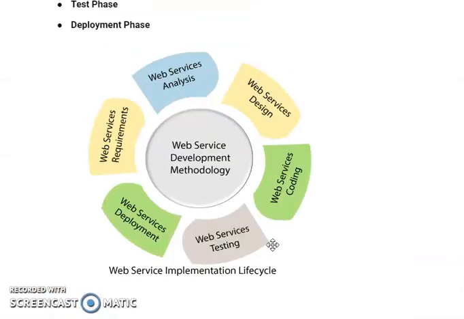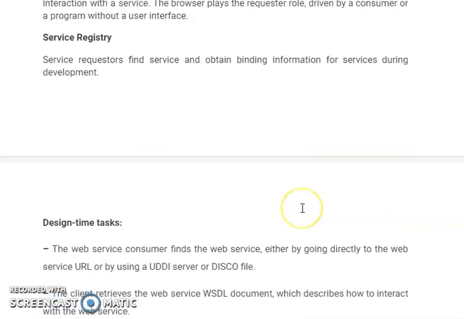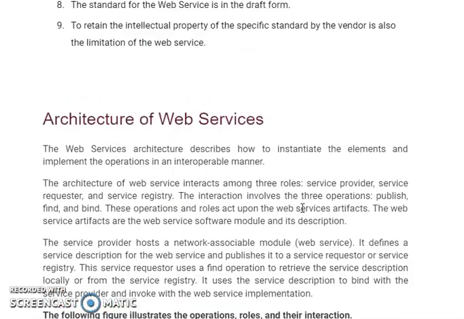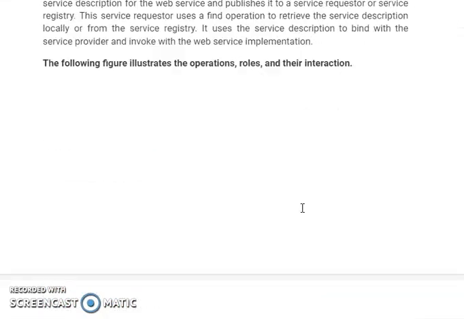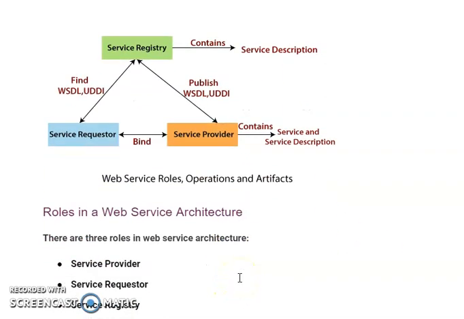Now along with this web service life cycle, we should know the architecture of the web service. Now this architecture of web service mainly contains three roles. One is a service provider, another one is a service requester, and the third one is a service registry. So just look at this diagram. Service provider name is indicating who is providing the services. So it will provide the web service.